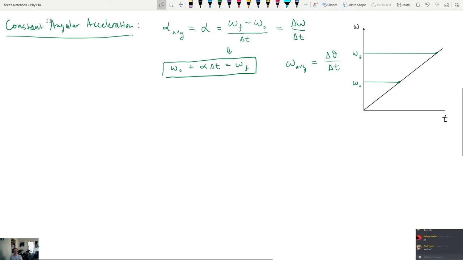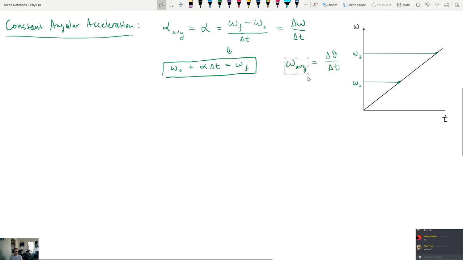We have an object that has a constant angular acceleration. That means that if I plot angular speed of the object versus time, if its angular acceleration is positive, then it's going to be basically a positive line right here that will represent the motion of that object. And I can identify the initial angular speed and the final angular speed if I pick two points right here, okay?